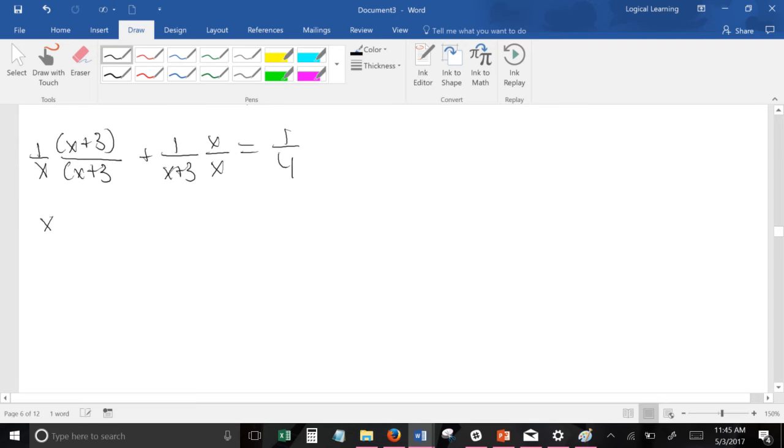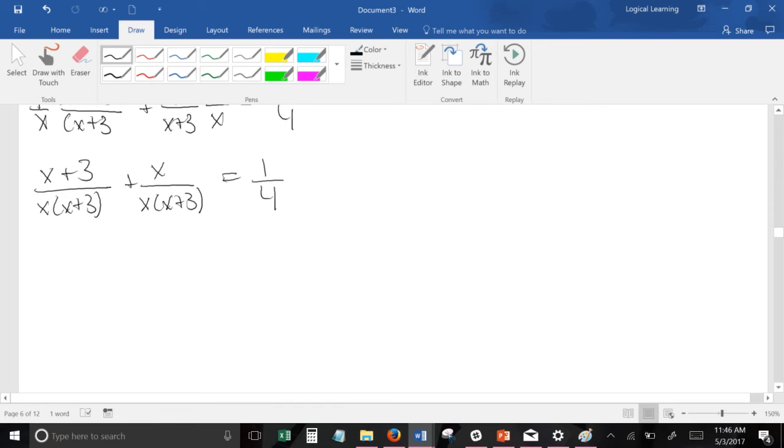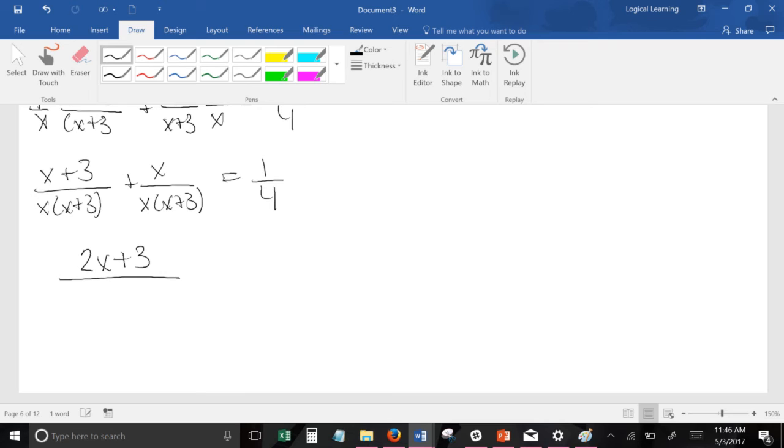That's going to give us x plus 3 over x times x plus 3, plus x over x times x plus 3, is equal to 1/4. Okay, now we can combine these. Well, x plus x is 2x, so we get 2x plus 3 over, we're going to factor that out, it's going to be x squared plus 3x, is equal to 1/4.